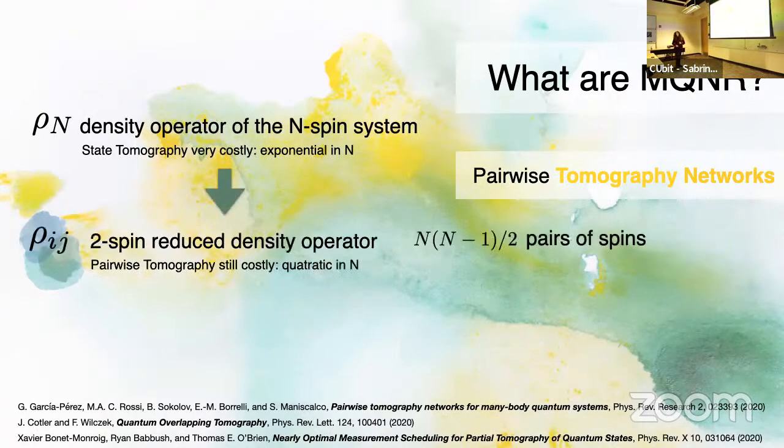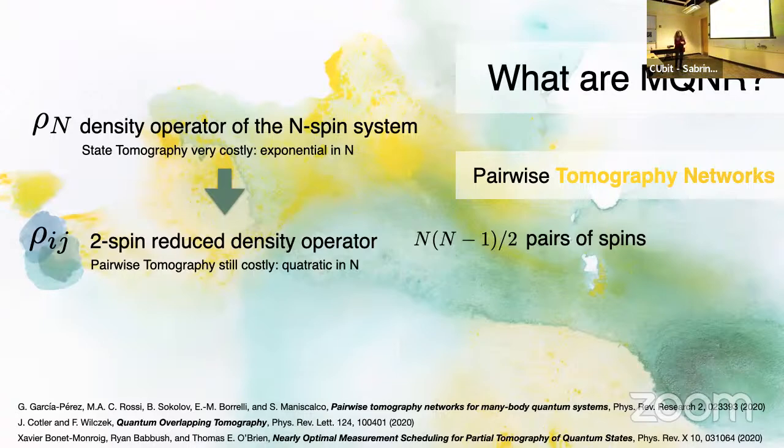Now, what we can do instead is look at the reduced density operators. I indicate with rho ij the density operator of a pair of spins. And in fact, I will look at all the pairs of spins which are necessary. So this obviously does not characterize the full state, but just the state of each pair of qubits. Okay. So-called pairwise tomography means basically to reconstruct the state of each pair.